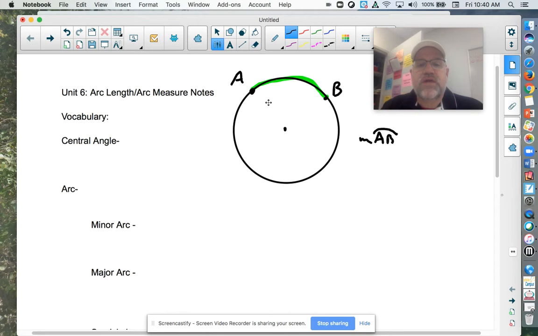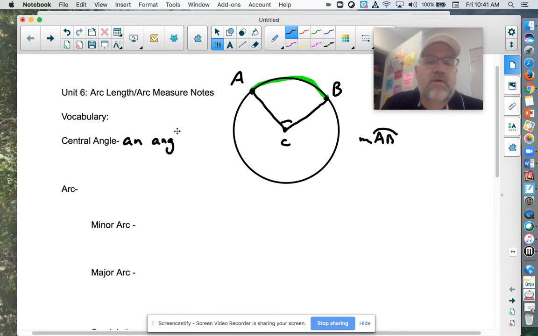And the central angle is when we find the center of the circle, I'll call it point C. And when you connect those two endpoints of the arc with that center, we create this angle opening right here, and this is called a central angle. So this is the key part to our circle. The central angle is just an angle with the vertex at the center of a circle.